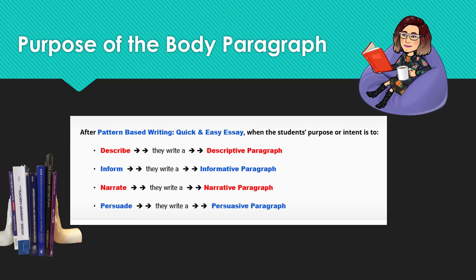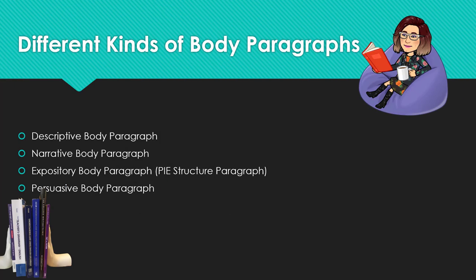So the difference is the different kinds of body paragraphs. It's all based on what it is you want to do. And so the 4 purposes of a body paragraph are to describe something, that would be a descriptive paragraph; inform, that would become an informative body paragraph; narrate, and that becomes a narrative body paragraph; and persuade, and that becomes a persuasive body paragraph.